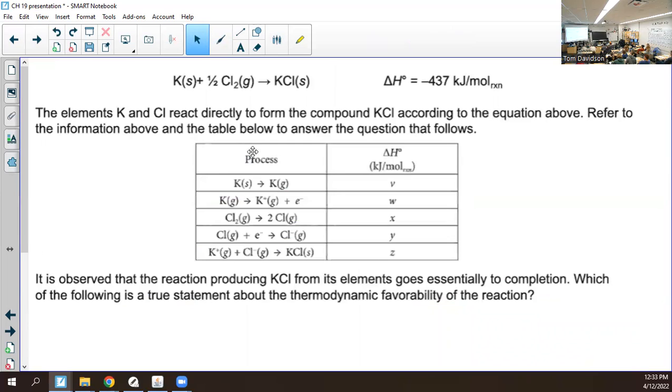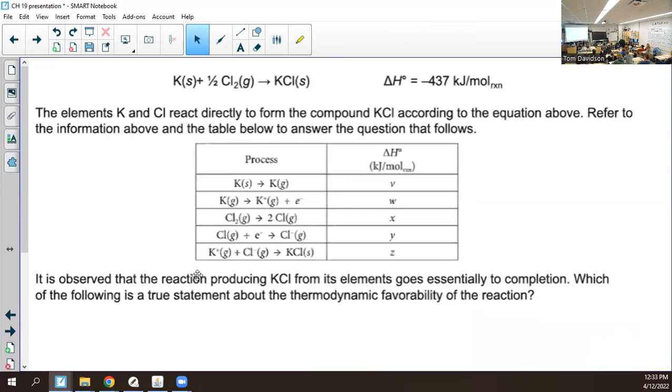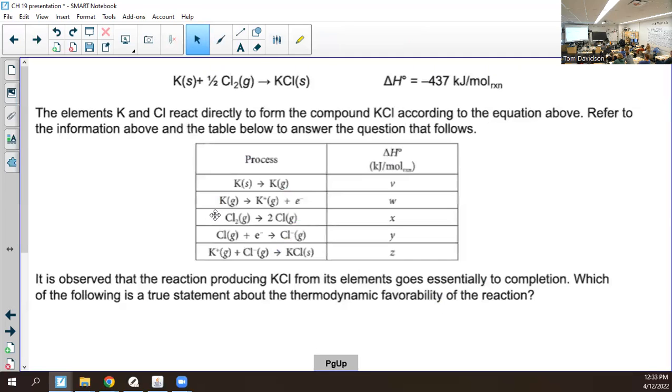So here we have some questions. Now, there's not actually a question on there, is there? No, there isn't. So this is the stem. These are your 4 options. Okay, so here we go. The elements K and Cl react and yada, yada. Refer to the information above in the table below to answer the question that follows. This is another one. This is just confusing.